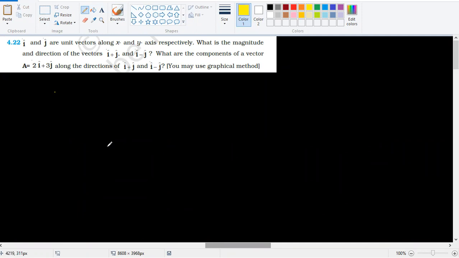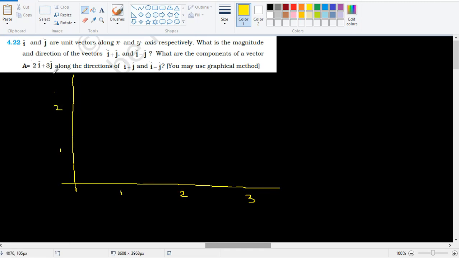i and j are unit vectors along the x and y axis respectively. What is the magnitude and direction of the vectors i plus j and i minus j? So let's try to make some simple drawing here. So this is 1, this is 2, this is 3, this is 1, 2, 3.